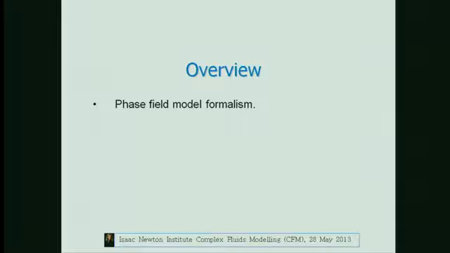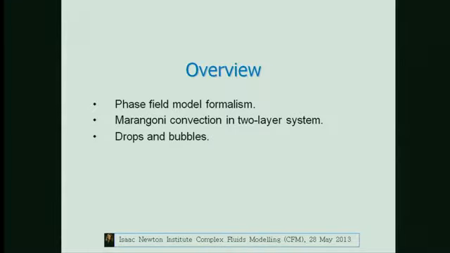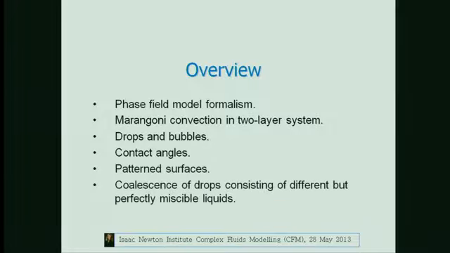So, a short overview. First of all, I'll present the phase field formalism. How can we apply this formalism for describing the Marangoni convection in a two-layer system? How can the problem be extended for describing drops and bubbles, contact angles, pattern surfaces, coalescing of drops consisting of different but perfectly miscible liquids, and at the end, conclusions and lines for the future work.